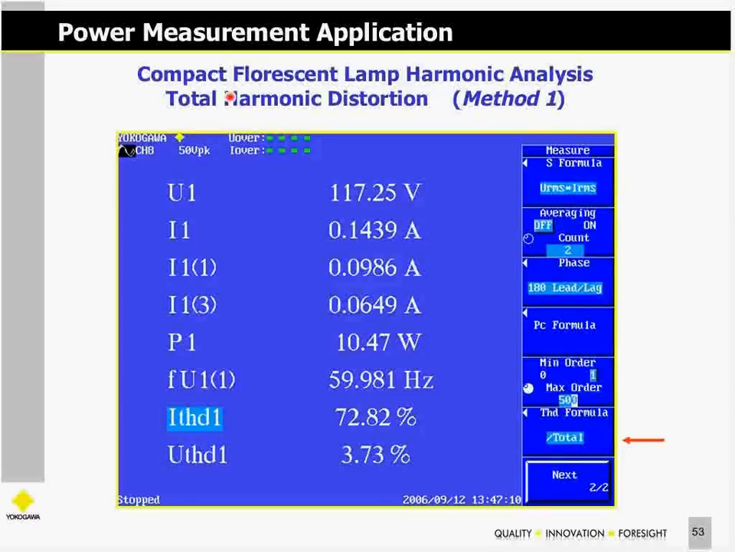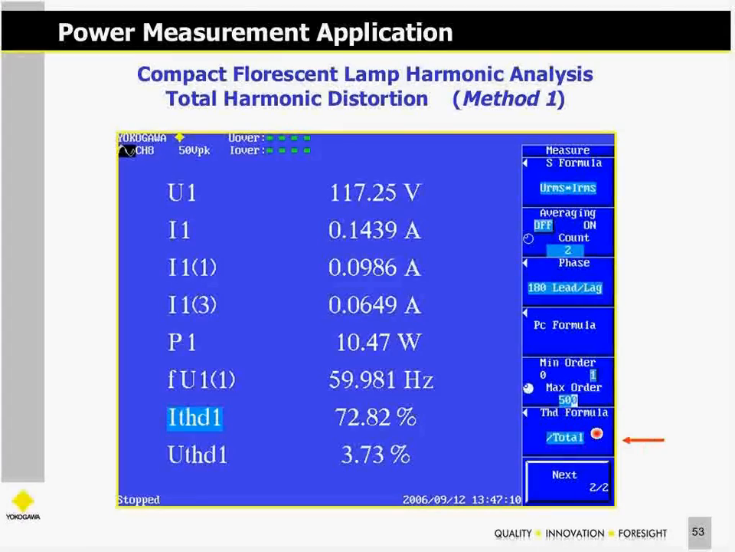So here's our compact fluorescent lamp, and we're going to look at what we call total harmonic distortion, and several ways of calculating it. It's a mathematical analysis. We've got all the standard voltage and current measurements, and I set my display up for THD on the current. That's ITHD, and UTHD for voltage. Very little distortion on the voltage, but high THD on the current, 72.8%.